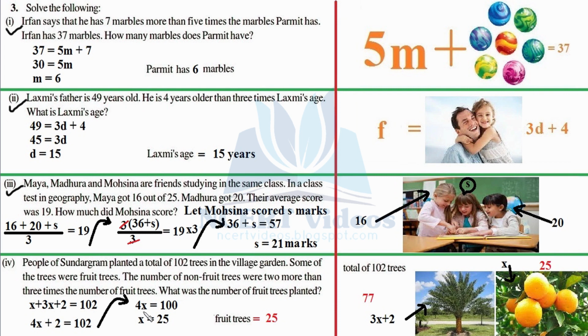Now 4x as it is, transpose 2 towards the right hand side. Simple, 100. Divided by 4 on both sides to get rid of 4. So 25 4s are 100. So fruit trees are 25. But we can also find non-fruit trees. How? 25 into 3 is 75. 75 plus 2 is 77. In this way, we deduce equations from our day-to-day life problems and we can calculate it mathematically later on. So that was your third question.